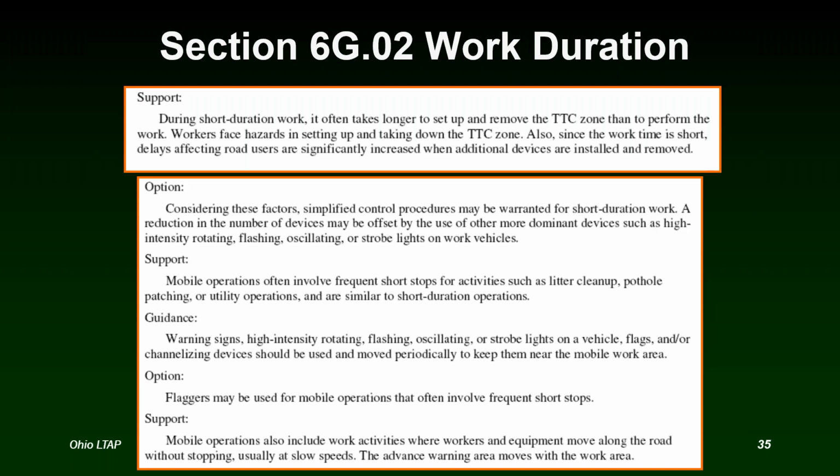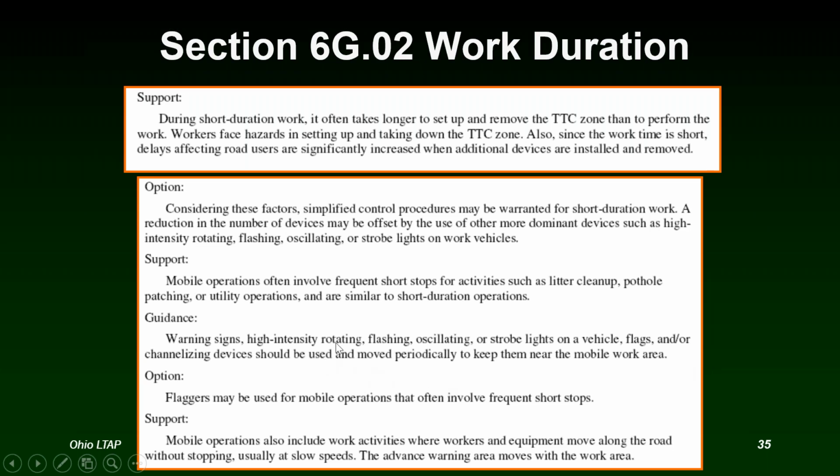But when you get by with less signs in this short duration work, remember that's less than an hour, you have to beef up some other areas of the work zone, such as adding your high intensity rotating, flashing, oscillating, or strobe lights on your work vehicles. A lot of times, when we're talking about utility work, for instance, our utility workers usually have a really big truck that they use to get their work done, but it's also loaded with high intensity lights. And sometimes there's even a permanent arrow board on those vehicles, and it's there for a reason so that they can take advantage of this part of the manual.